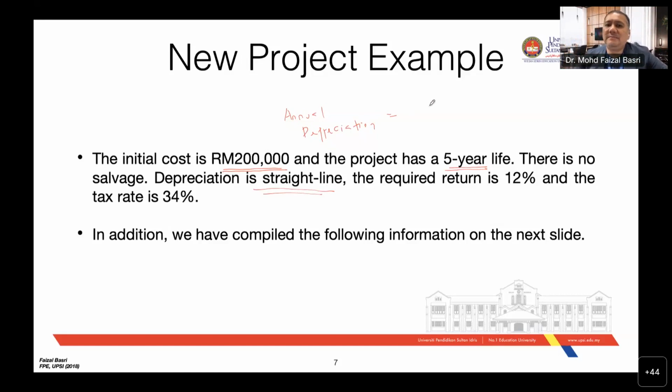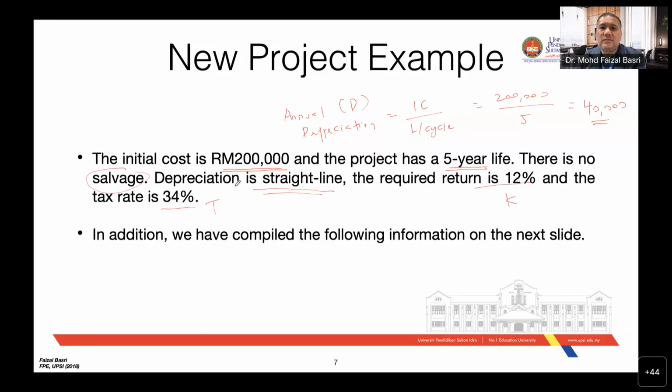So to get the annual depreciation, simply take the initial cost divided by the life cycle of the project. So meaning in this case, the cost is 200,000 and the life cycle is 5 years, so 40,000. Okay, so this is our annual depreciation, which is 40,000. Ataupun in short, usually we just use D. Okay, and there's no salvage value, so we're going to assume it's zero. And the required rate of return is 12%. So this is your k. And the tax rate is 34%. So this is your T.